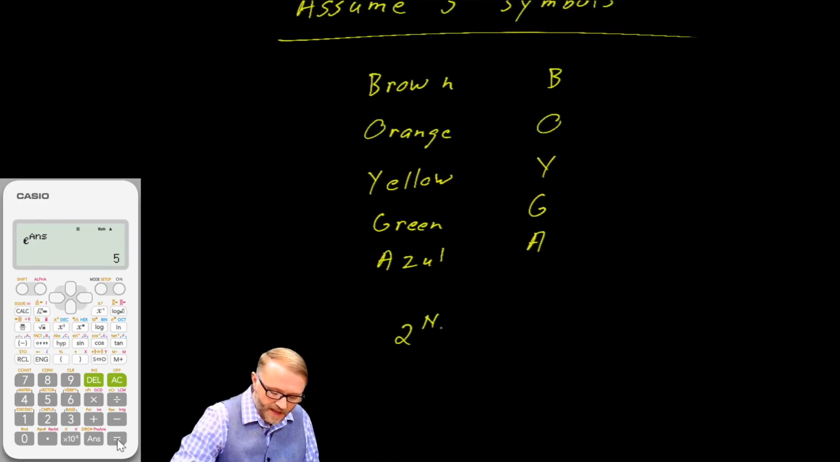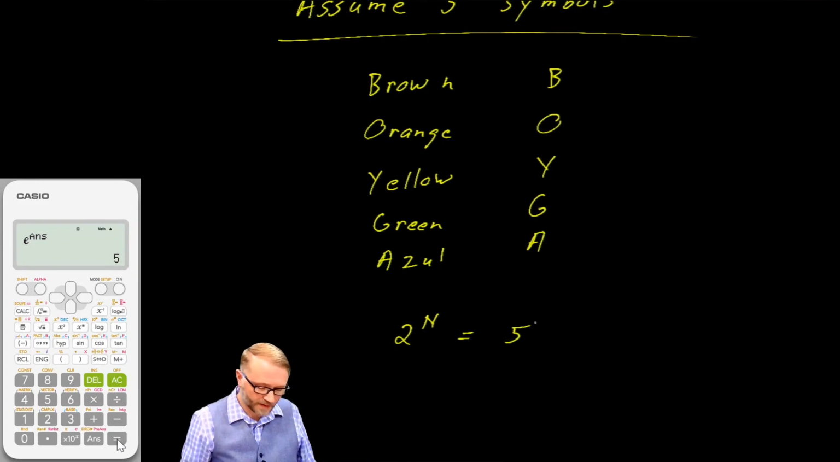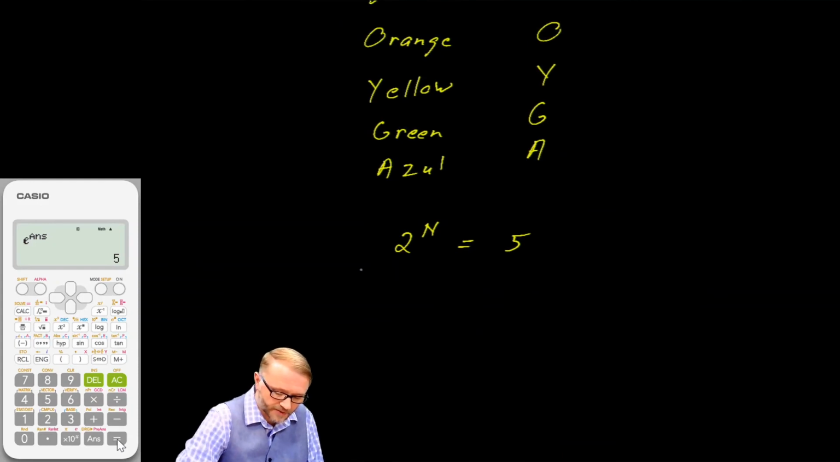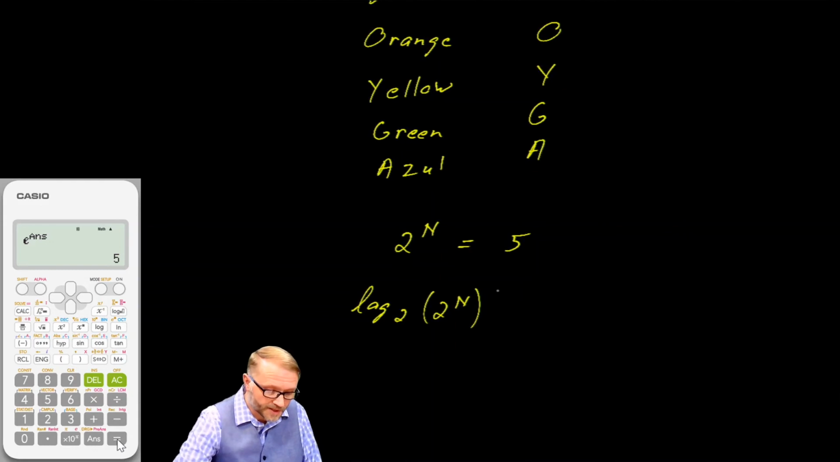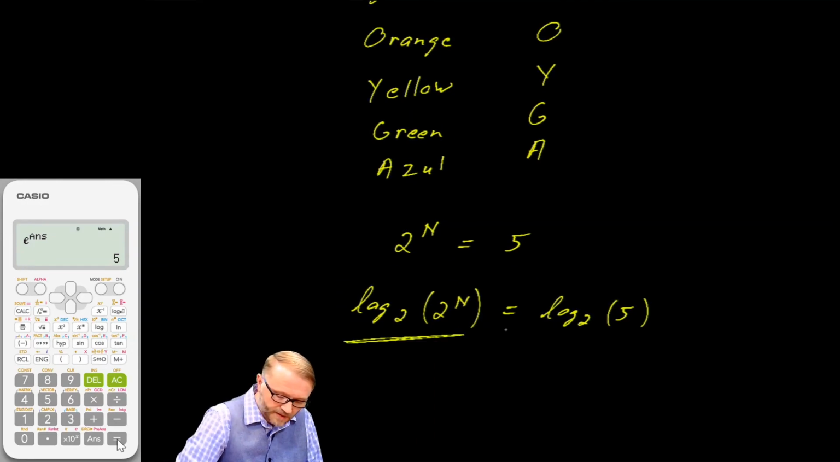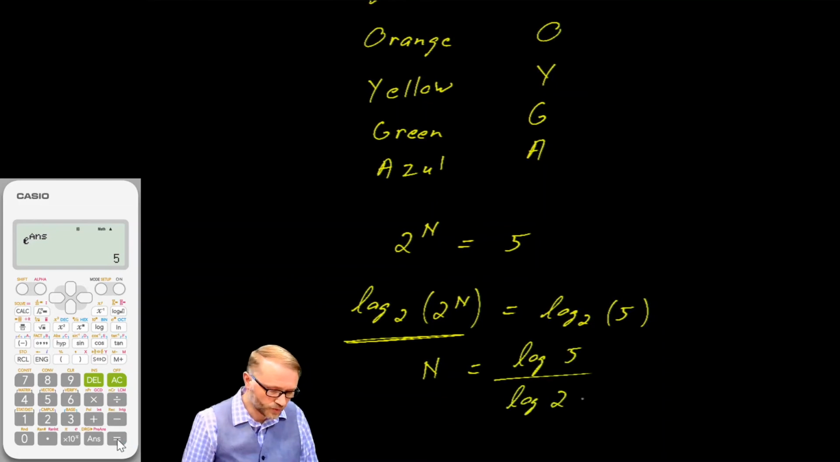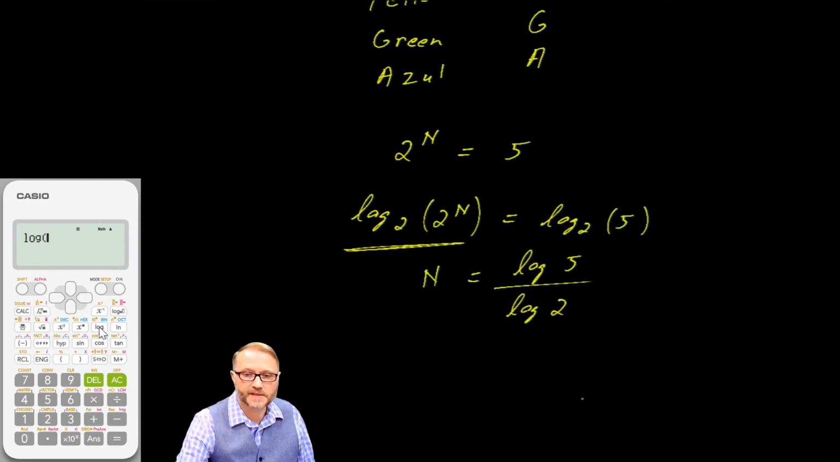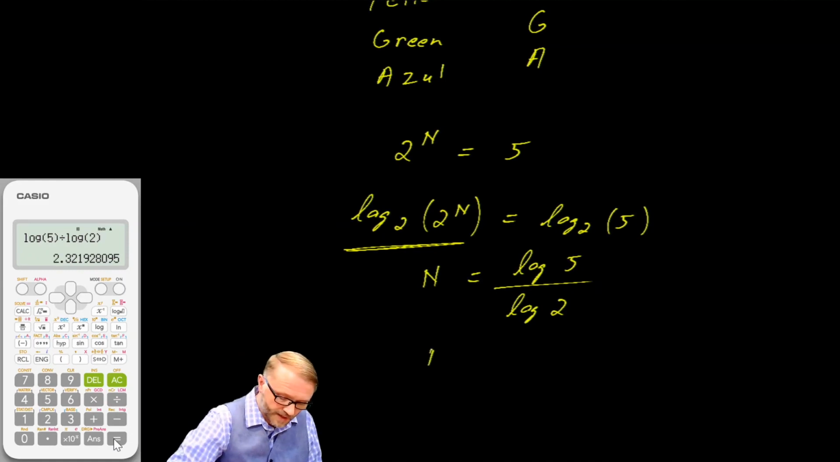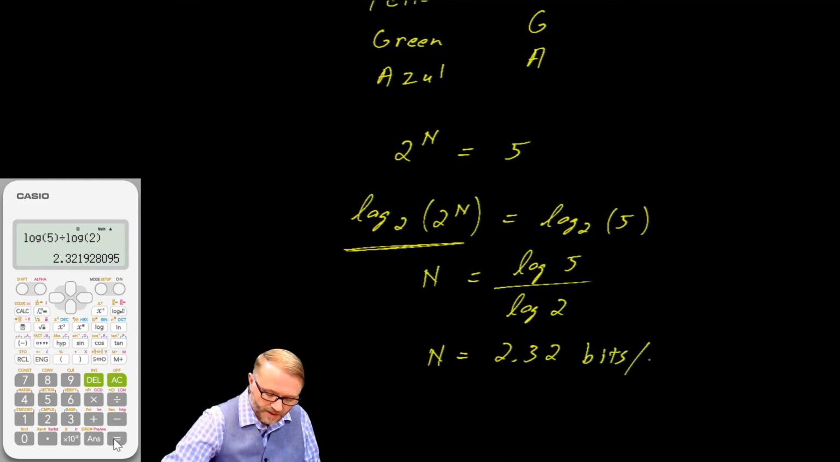We say 2 to the n is equal to 5. Using our log rules, we need to run it through the log base 2 machine. So log base 2 of 2 to the n. What we do to one side of the equation, we do to the other. So log base 2 of 5. This gives us n, and then we use the change of base rule. So log base 2 of 5 is log of 5 over log of 2. Going to the calculator, that's log of 5 divided by log of 2. So n in this case is 2.32 bits, or questions if you prefer, per symbol.